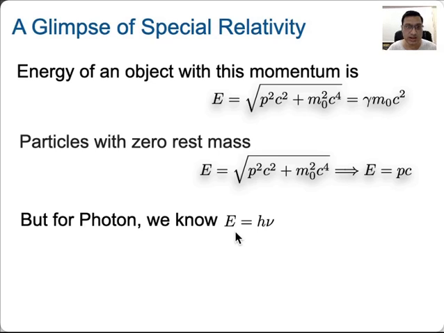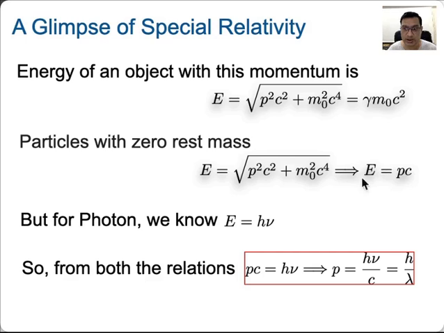And we know that the energy of a photon is also h nu. That's the hypothesis that Planck and Einstein put forward. So if we equate the two equations, we can see that Pc is equal to h nu. Now P is equal to h nu by c, and we know how frequency and wavelength are related. So I can write the momentum is equal to h over lambda. And this is how we have got the momentum of a photon in terms of wavelength.